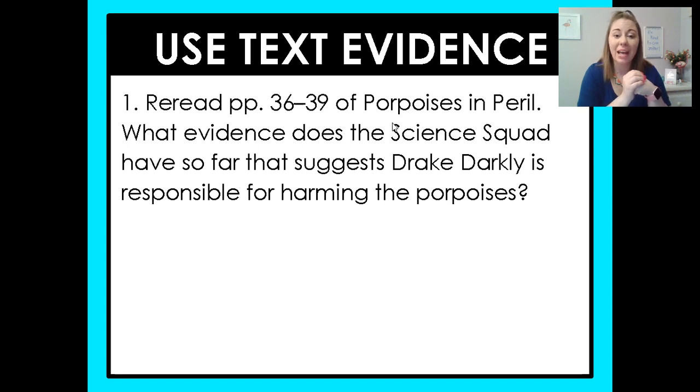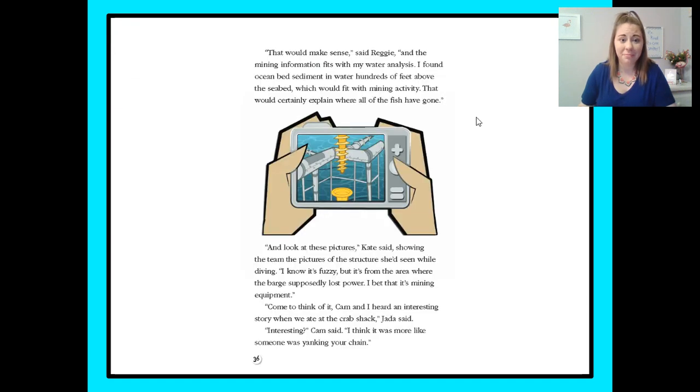Now our question is, what evidence does the science squad have so far that suggests Drake Darkley is responsible for harming the porpoises? Remember, Drake Darkley. Dun, dun, dun. Not a good guy. So let's start by rereading pages 36 through 39.